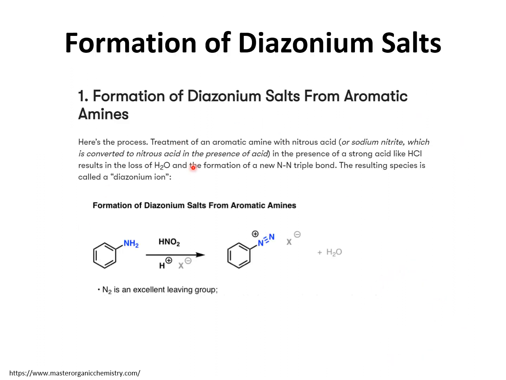One important reaction of amine is the formation of diazonium salt from aromatic amine. This is a very good intermediate to form other compounds. What happens is that we treat the aromatic amine, for example aniline, with nitrous acid, where we prepare nitrous acid from sodium nitrite, which is converted to nitrous acid in the presence of acid, which is HCl. And it will result in the loss of H2O.